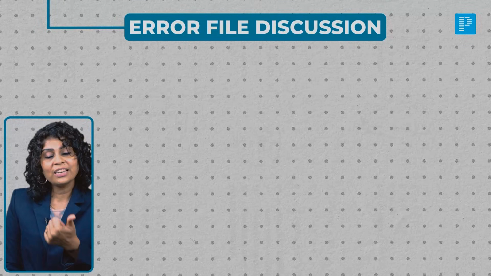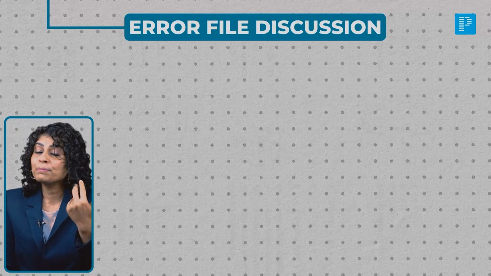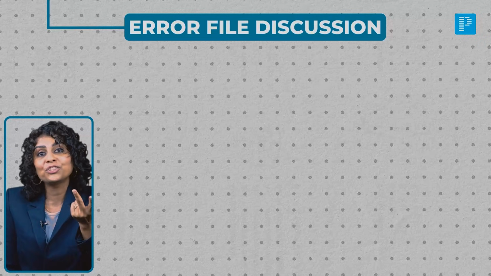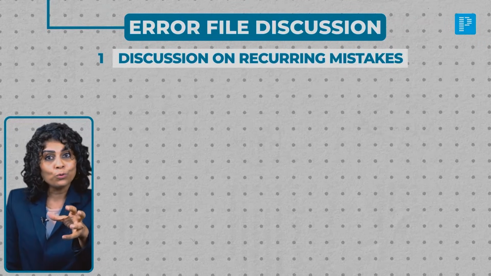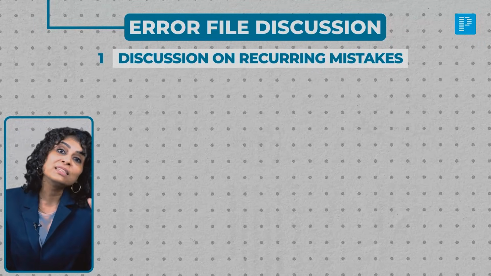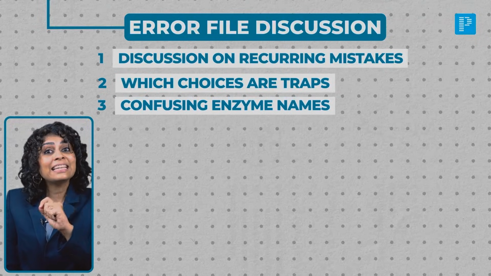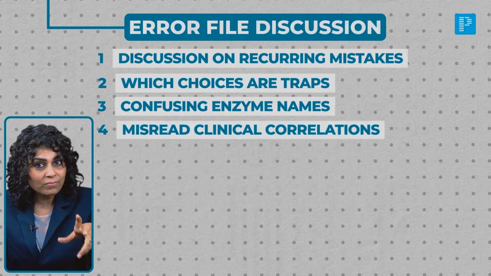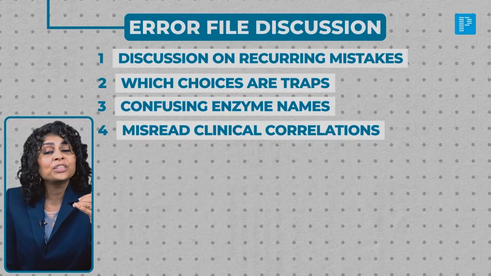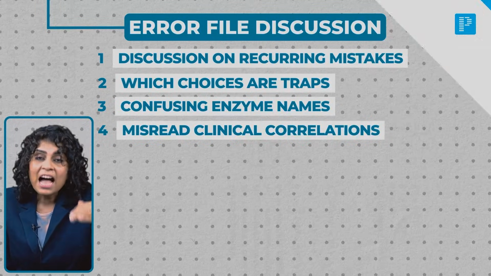After theory discussion, after PYQ practice, I've explicitly included an error file discussion part. Here I tell you exactly where students commit mistakes. Which are the choices that are traps? Which are the enzyme names that are confusing? Which are the clinical correlations that are often misread? I openly tell you, you have to pay attention here, otherwise you're going to mark this wrong, so that your brain becomes vigilant. And this is where the real magic lies.